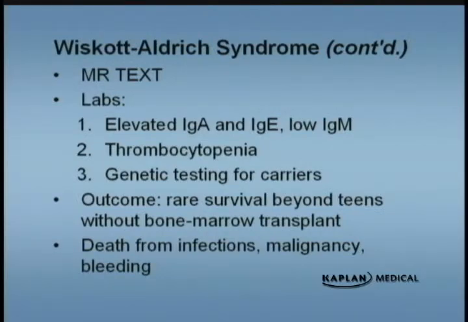The labs will show an elevated IgA and also an elevated IgE, but again the IgM is low, and you'll see thrombocytopenia. You can do some genetic testing for carriers of Wiskott-Aldrich. These children will get recurrent infections. They can die from overwhelming infection, and they will need bone marrow transplantation as their ultimate cure. They are also at higher risk for malignancy, and they can bleed from the thrombocytopenia.